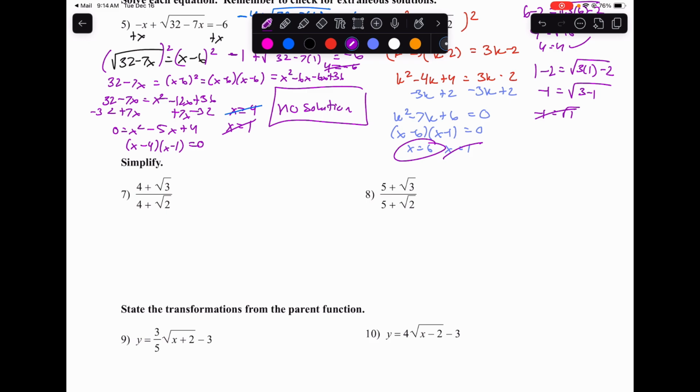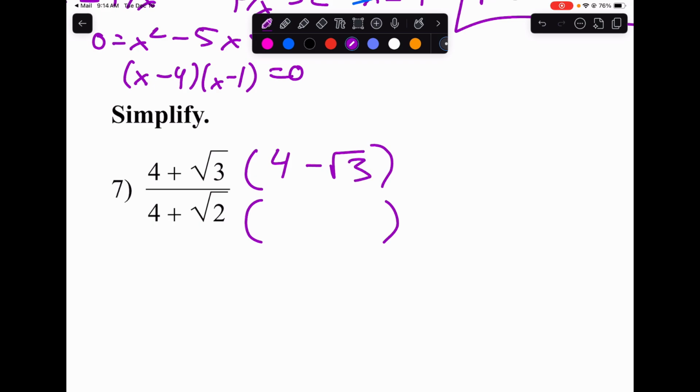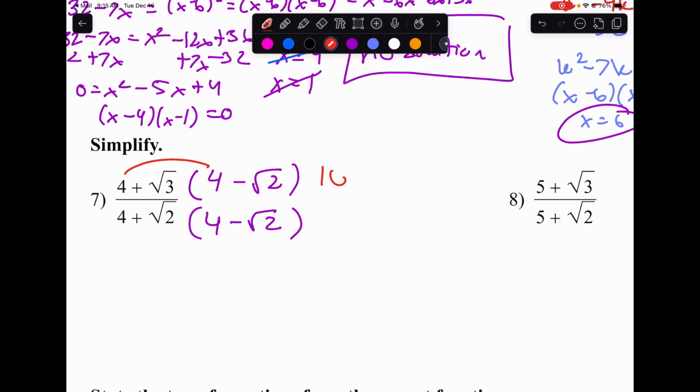All right, I'm just going to do one of each of these. So this one, we have to multiply by the conjugate. I'm going to do 4 minus the square root of 3. No, I'm not. Sorry. We got to do the one on the bottom. So 4 minus the square root of 2. 4 minus the square root of 2. I'm going to FOIL this on top. So I get 16 minus 4 root 2. And then plus 4 root 3. And there I get a minus square root of 6.